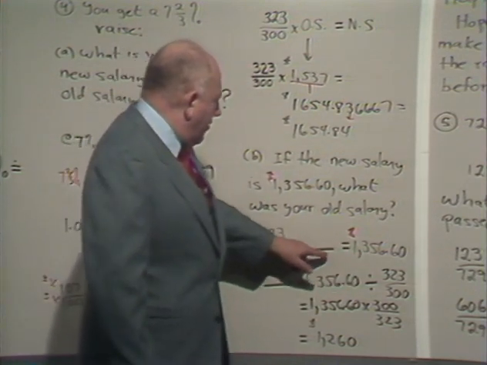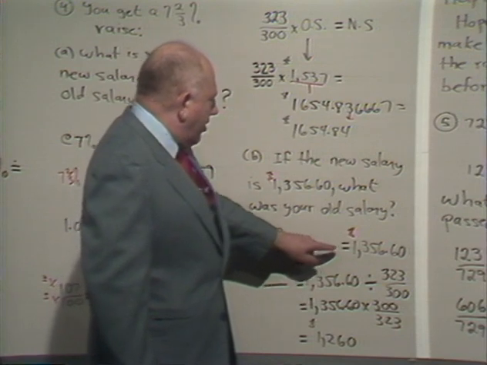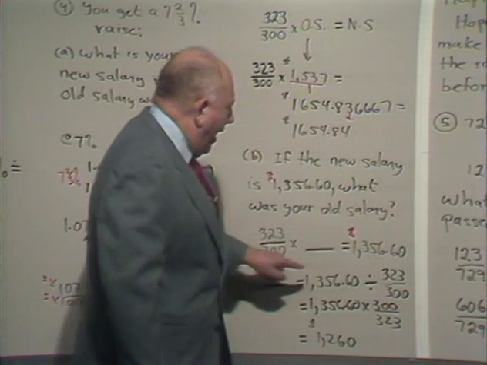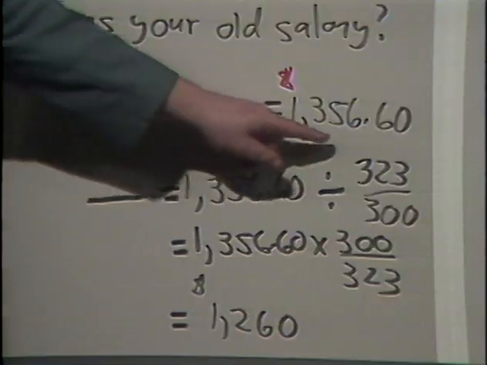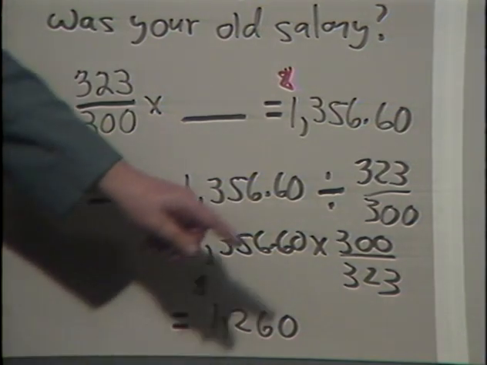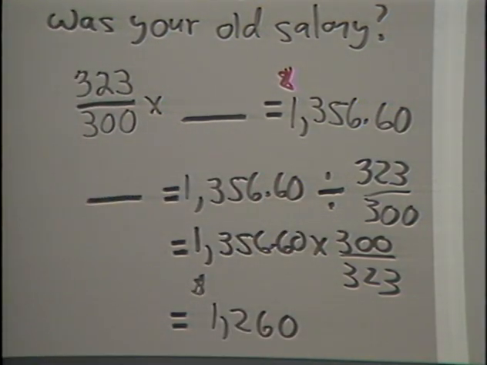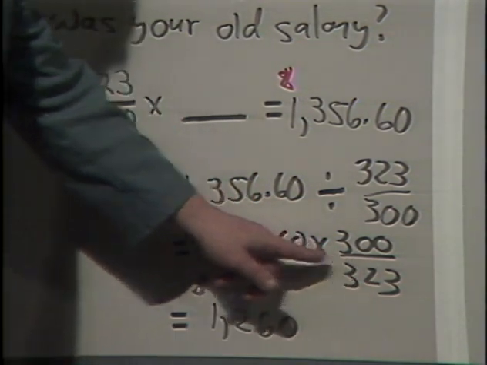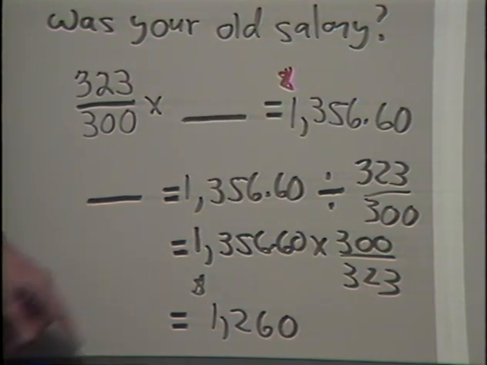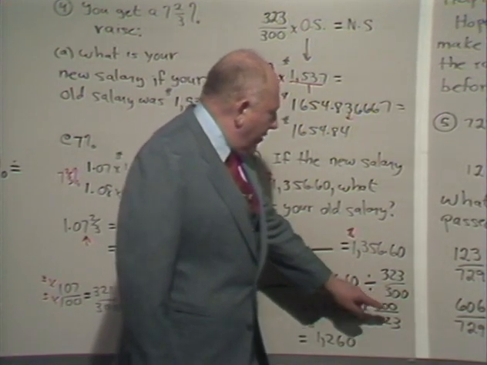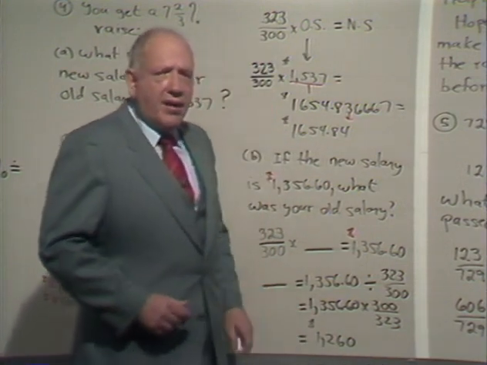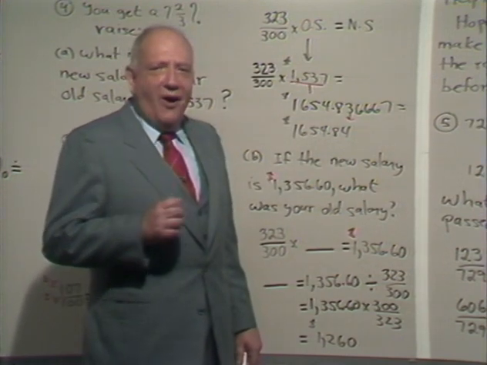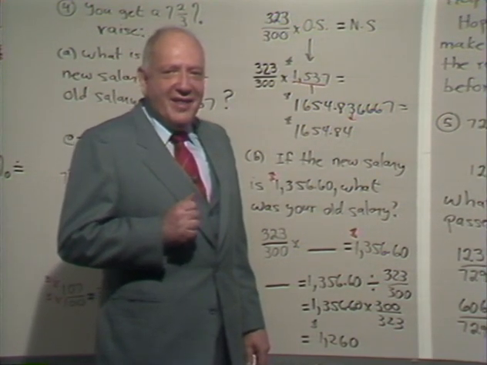So in terms of a division problem, this problem says what? The old salary is equal to $1,356.60 divided by 323 over 300. And to divide by 323 over 300, you multiply by 300 over 323. You see, without the calculator, we would still have a lot of work to do now. With the calculator, once we're down to here, the problem is just about over. Just multiply this by this, then divide by this, and in this case, the answer comes out to be $1,260 exactly.